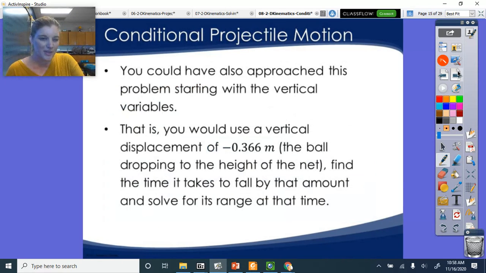So we could also have done this with vertical variables. We could just say, okay, we need to find out how long it's going to take for the ball to fall that 0.366 meters, and then solve for time. But because time is our easiest variable to solve for, this is probably the way you'd want to go most of the time. But you could go the other direction as well, and you should end up with a very similar answer as long as you get no. The math that gets you there, I will look at.